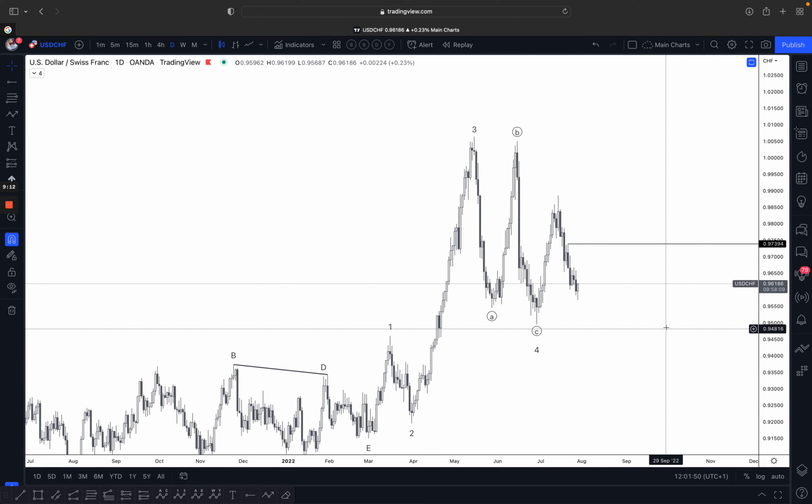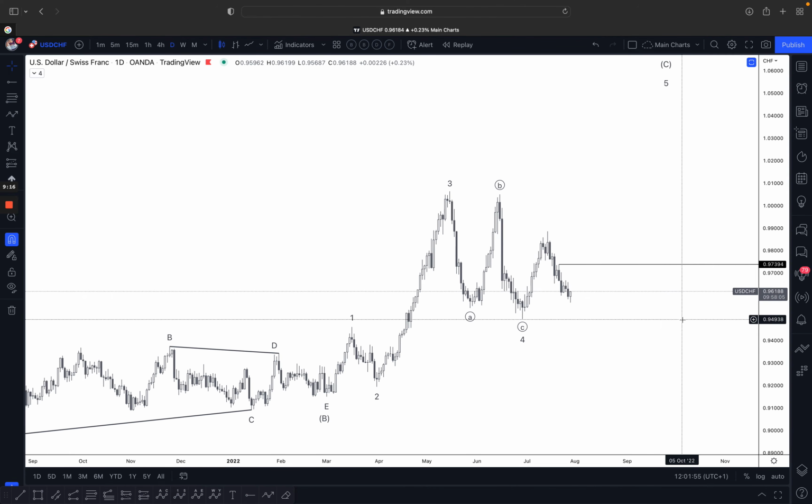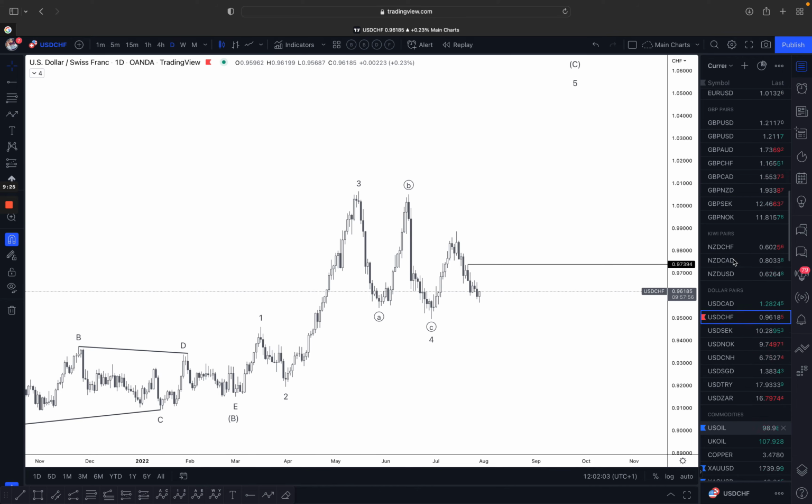So for now, with dollar Swiss, I'm bullish, but nevertheless, this can change once it breaks through the invalidation level at the extreme of wave C of 4. That's about it for FX.